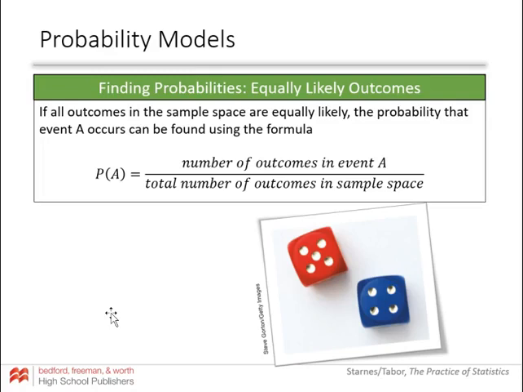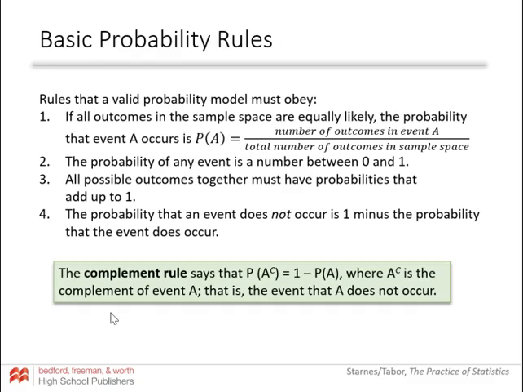Again, this is like the very basic form of probability that you have probably seen before. When we make our probability models, they are not valid unless all 4 of these things are true. The first is that we can do what we just did, which is find a probability by using that formula. The second is every event has to have a probability between 0 and 1. It's mathematically impossible to have a probability less than 0 or greater than 1. All of the possible outcomes together, the probabilities have to add up to 1.